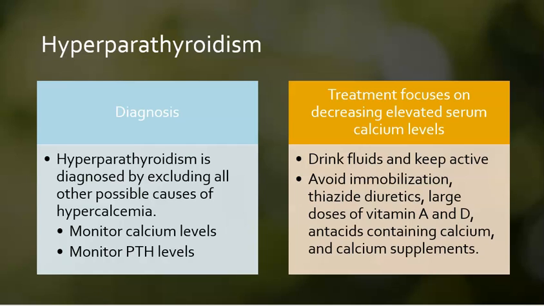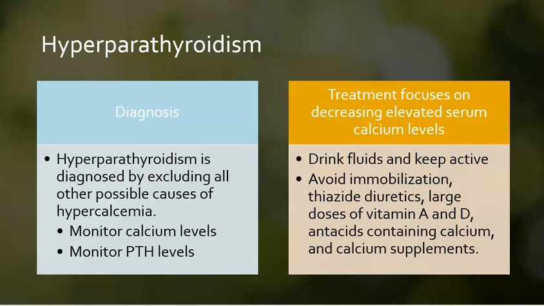Hyperparathyroidism is going to be diagnosed by excluding any other possible causes of hypercalcemia. These patients are going to have high levels of calcium in their system, so they want to rule out everything else before saying that the patient has hyperparathyroidism. The treatment's going to be focused on decreasing elevated serum calcium levels.